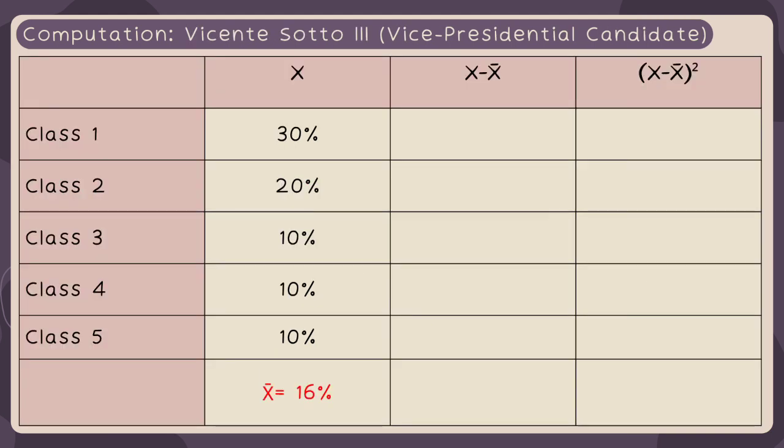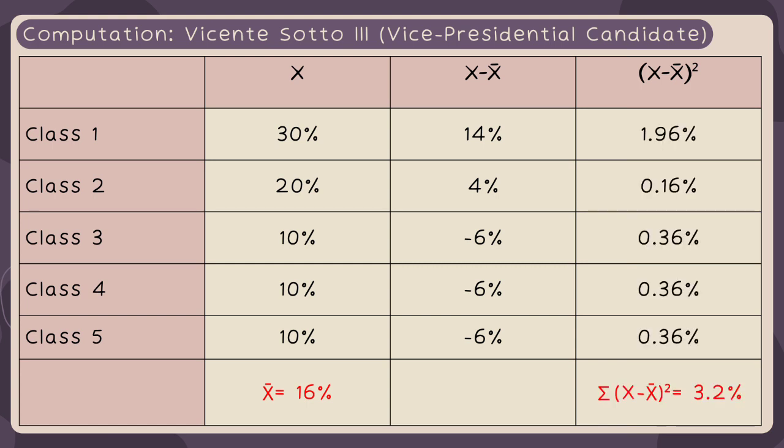The next vice presidential candidate is Mr. Vicente Sotto III. The first column contains his votes 30%, 20%, 10%, 10%, and another 10%. The sample mean for that is 16%. For the second column, x minus sample mean, so 30% minus 16% is 14%, 20% minus 16% is 4%, and for the following rows, 10% minus 16% is negative 6%.